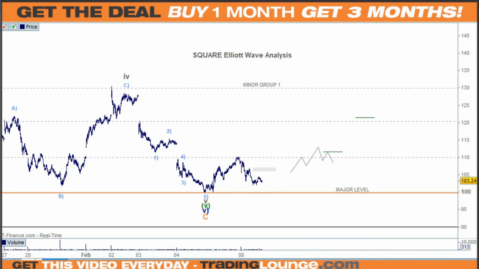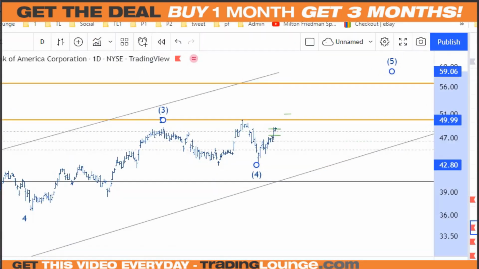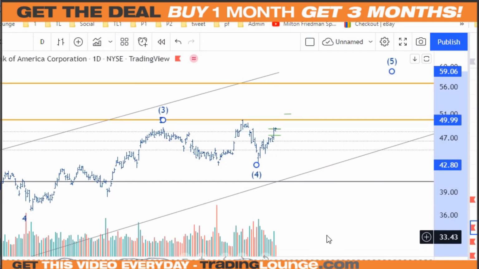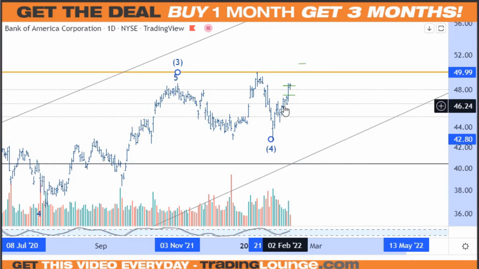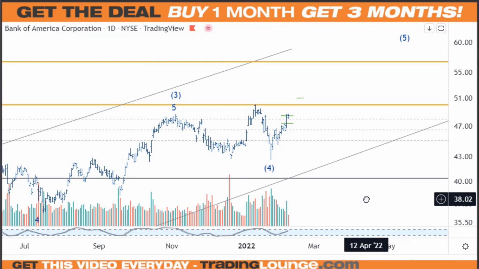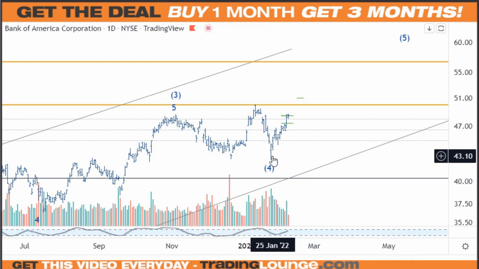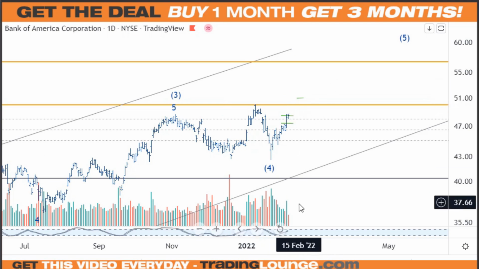We'll have a quick look at the banks. So let's get this chart in here. This is Bank of America here. We're looking at a couple of trades in here, just small positions, and it's going all right.